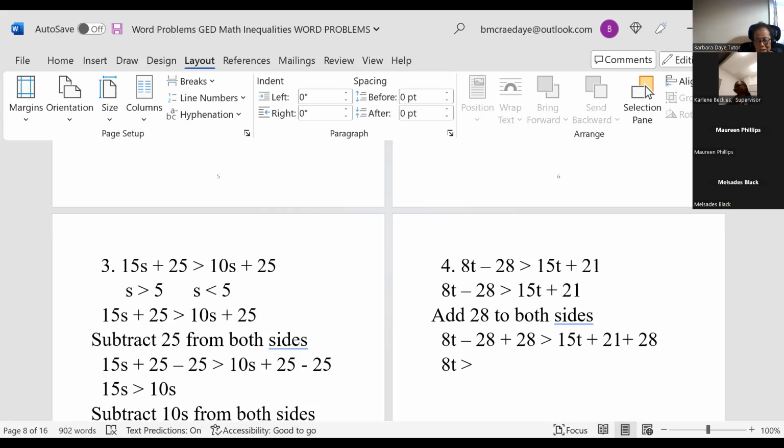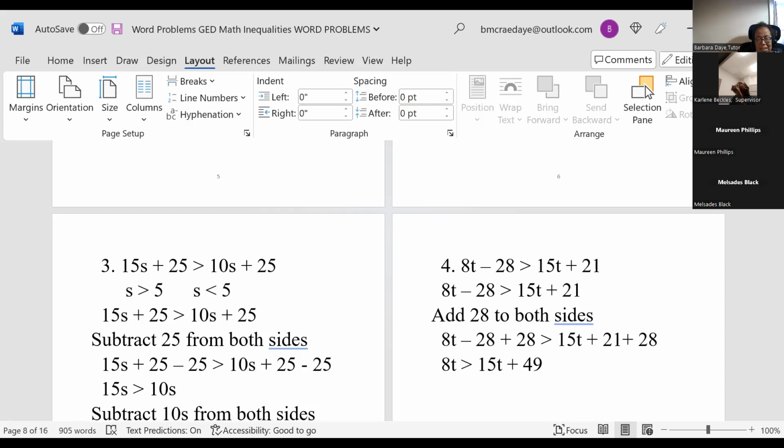We have 28, subtracting 28 on that side also. No, you didn't subtract, you added. Add, sorry. So what's the first thing? You don't throw away the 15t. Bring down the 15t. You can't throw that away. And then when you add 21 and 28, what do you get, Mercedes? I'm going to get 49. Okay, so that's plus 49. Very good. Doing good.